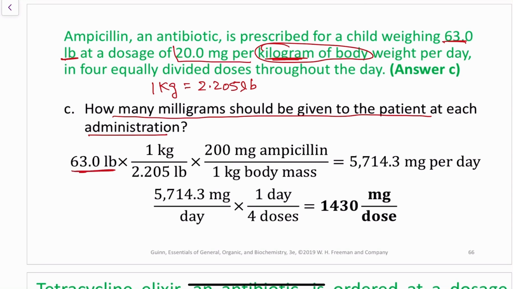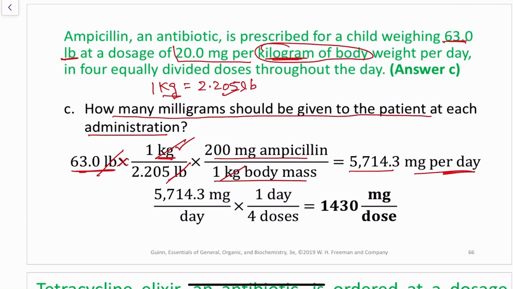So the given number is 63 pounds times the conversion factor to convert pound to kilogram. So kilogram has to be on the top, pound has to be on the bottom, right? So pound will get cancelled, and the leftover unit is kilogram. And once we get the kilogram, then we can use the conversion factor of the dose that we just got in the first part of the problem, which is 20 milligrams of ampicillin per kg of the body weight. So kg will cancel. Then when you solve this, you're going to get this number over here, milligrams per day.